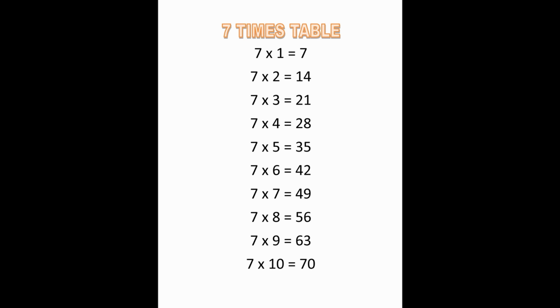7 times 7 is equal to 49. 7 times 8 is equal to 56. 7 times 9 is equal to 63. 7 times 10 is equal to 70.